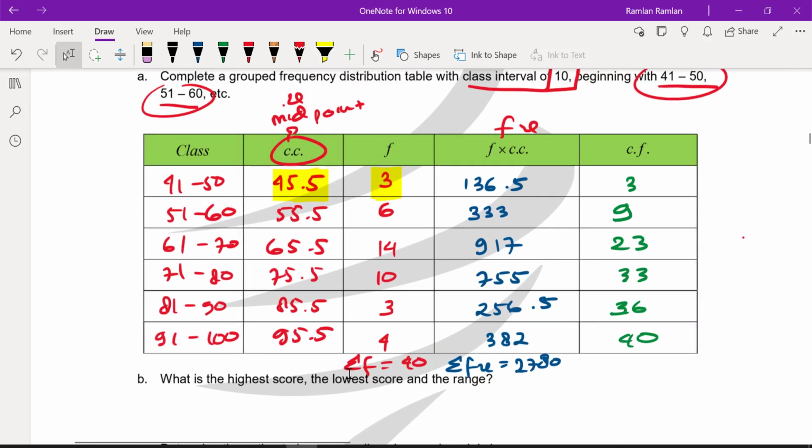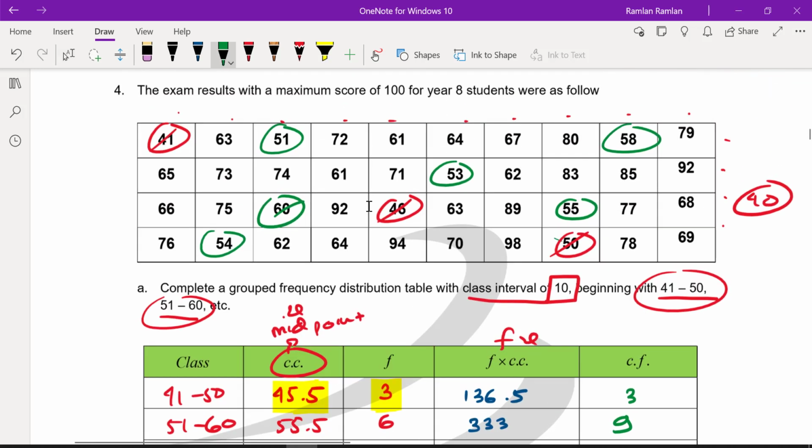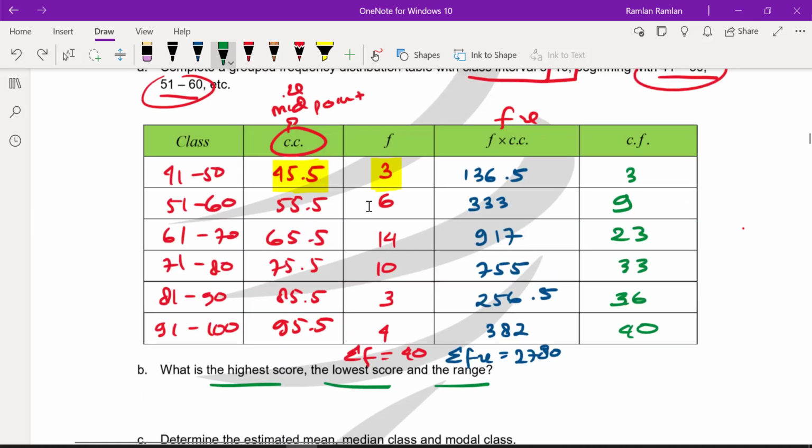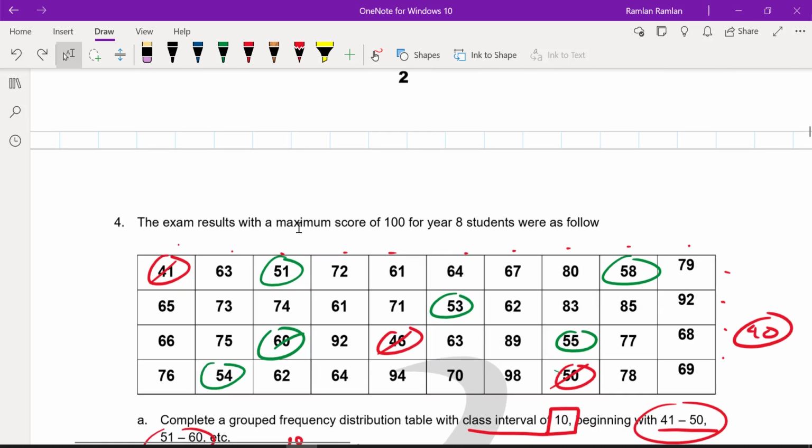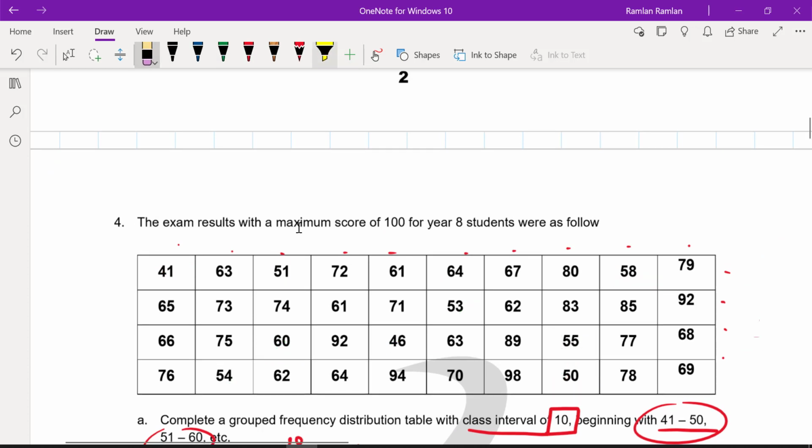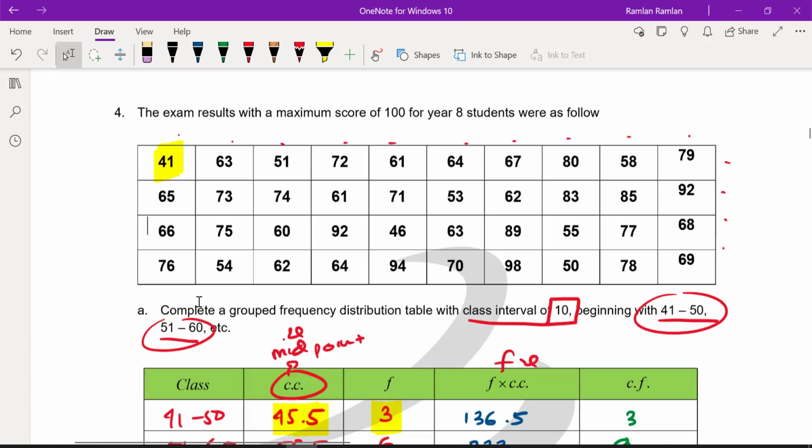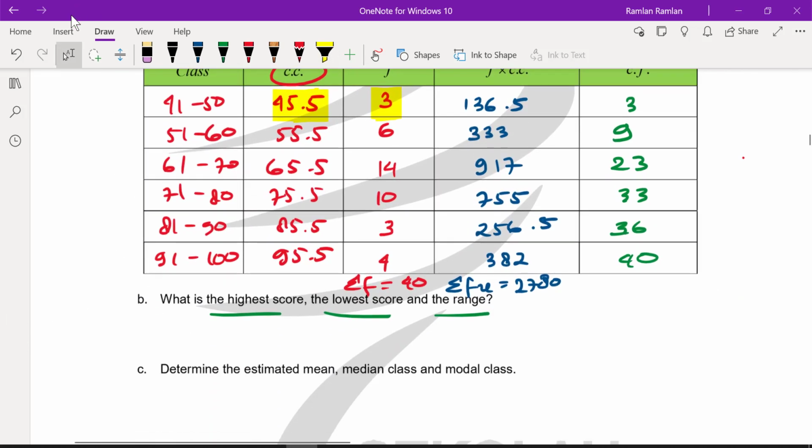What is the highest score, the lowest score, and the range? Okay, so for this one, since we actually have the original data before we make the grouped frequency distribution table, we need to go back to this data over here. So the lowest data is 41, right? This is the smallest value of this data set, so I'm going to write down the lowest value.